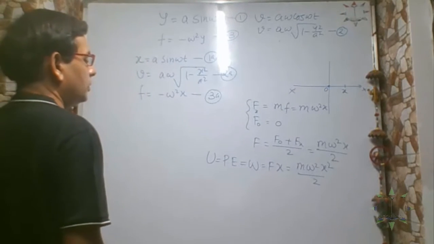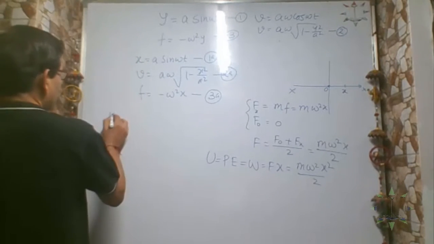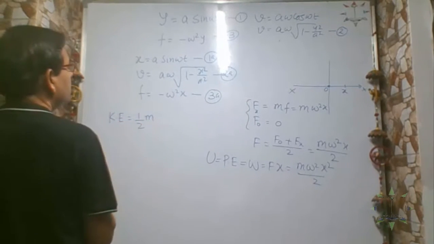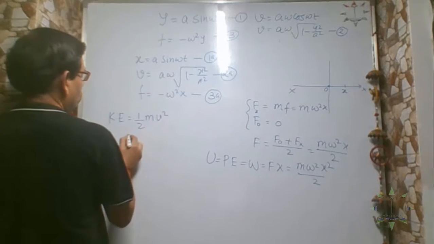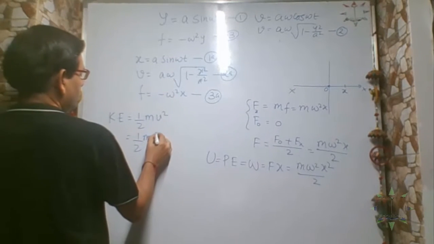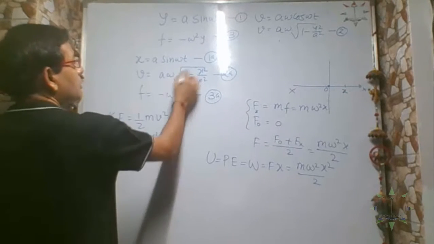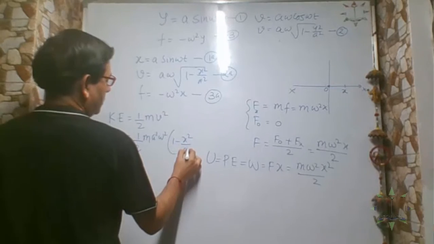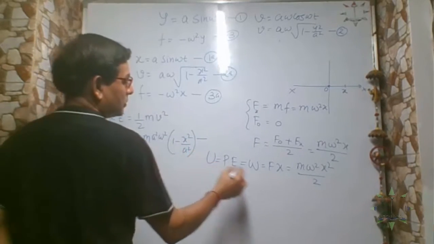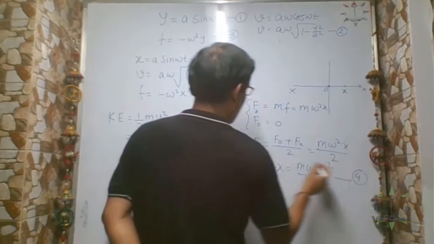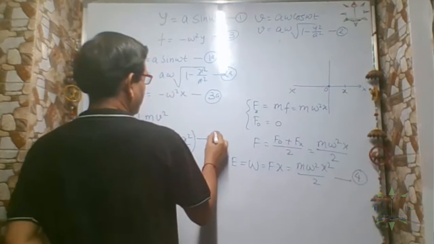Now, what is kinetic energy? Kinetic energy is half m v square. V square is a square omega square into 1 minus x square by a square. So this is the potential energy, equation number 4, and this is equation number 5.